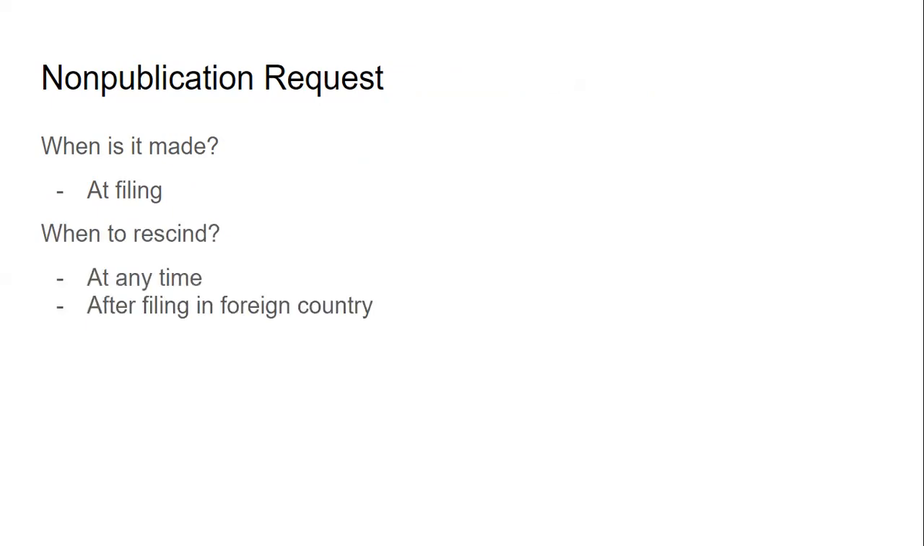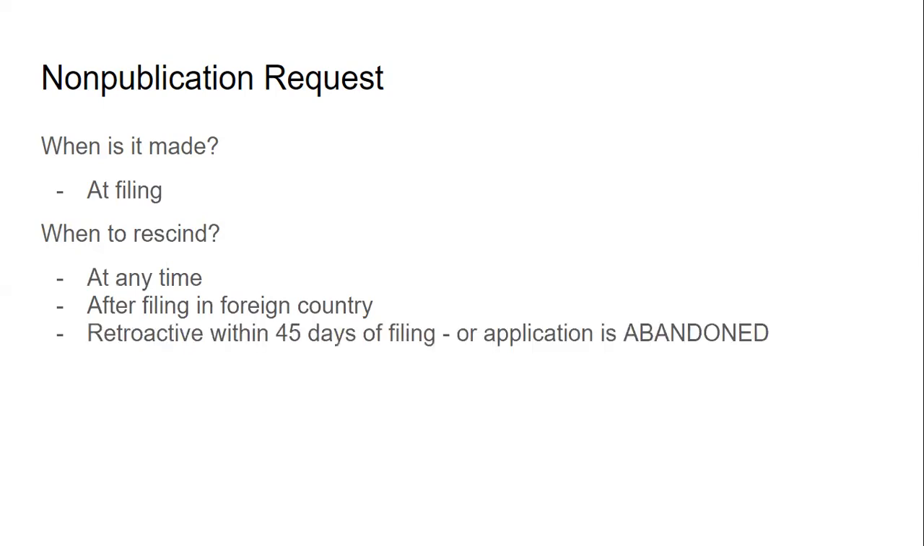The other time that it might be rescinded is after filing in a foreign country. It's very, very important that when making the non-publication request, you are certifying that you are not going to be filing in a foreign country. If you go back on that and do file in a foreign country, you're going to have to do a rescission within 45 days of filing in the other country, or the application goes abandoned. They do not look very kindly upon that, because foreign countries are not going to respect the same non-publication request. They're generally going to publish a lot faster even.